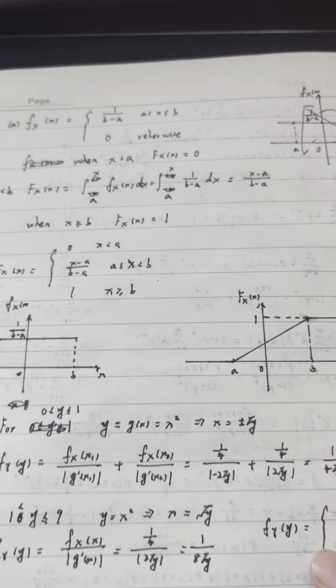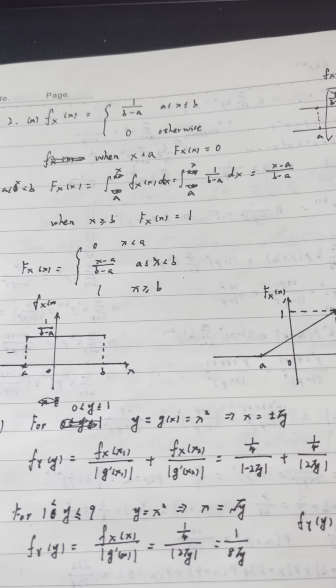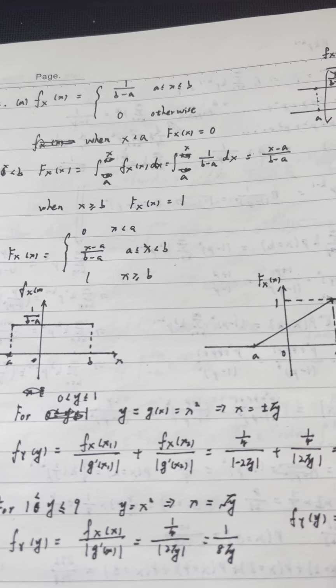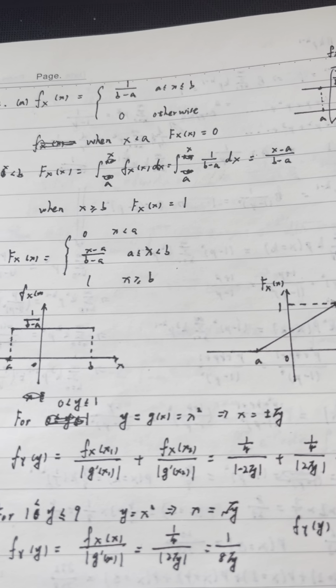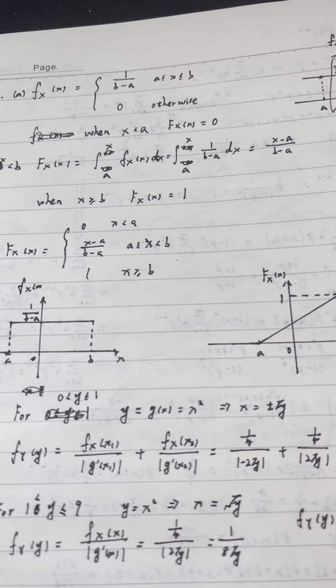Hi everyone, my name is Hanlin, and I'm going to do question 2 of homework 3, so let's begin. For subproblem A, we have to find the density function and the distribution function of X.